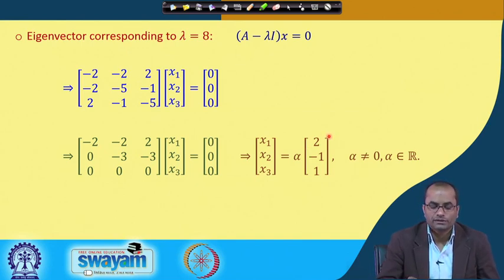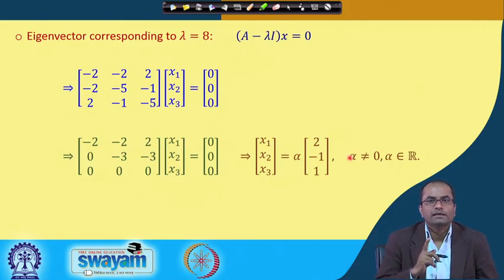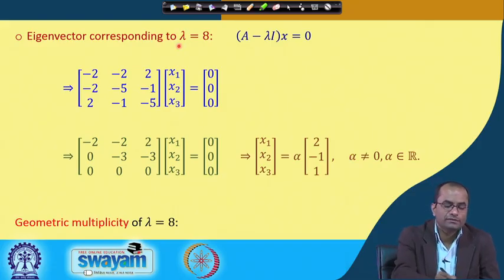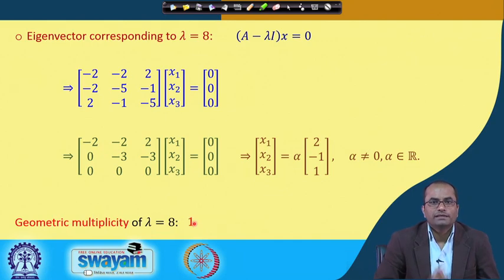Any other eigenvector which we get out of taking this value alpha is a dependent eigenvector on this one, 2 minus 1 1. So, in this case we got only one linearly independent eigenvector, and therefore we say that the geometric multiplicity, that is the number of linearly independent eigenvectors corresponding to a given eigenvalue, here lambda is equal to 8, is 1. So, here that is the number of linearly independent eigenvectors.